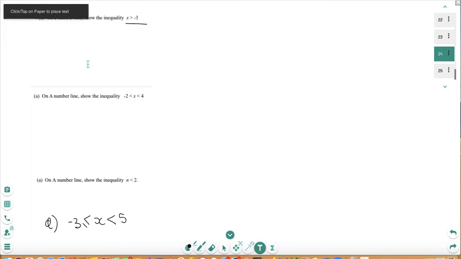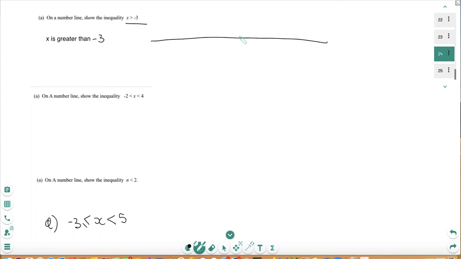Let's go to the next section. On a number line, show the inequality x is greater than -3. Okay, step 1, same as before, you want to translate your inequality into a sentence. So x is greater than -3. What you do is you draw a little number line. In the middle, always label 0. Sometimes the number line is drawn for you, but sometimes it's not, so you have to draw it yourself.